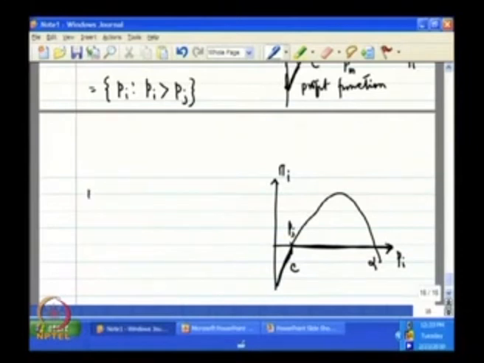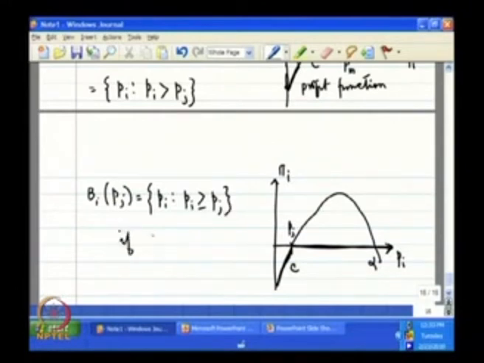So if Pj is equal to C, then Pi is such that Pi is greater than or equal to Pj.